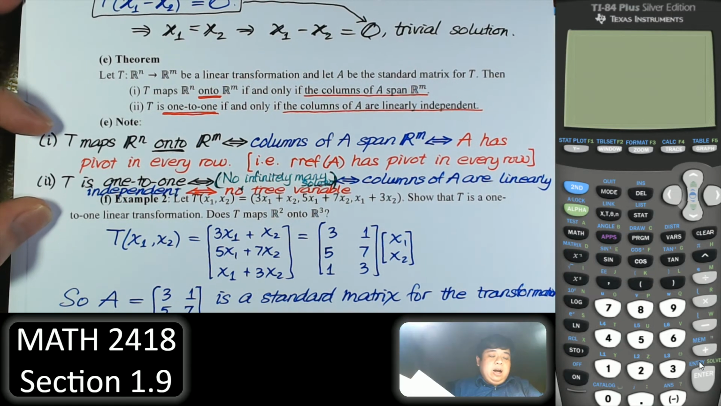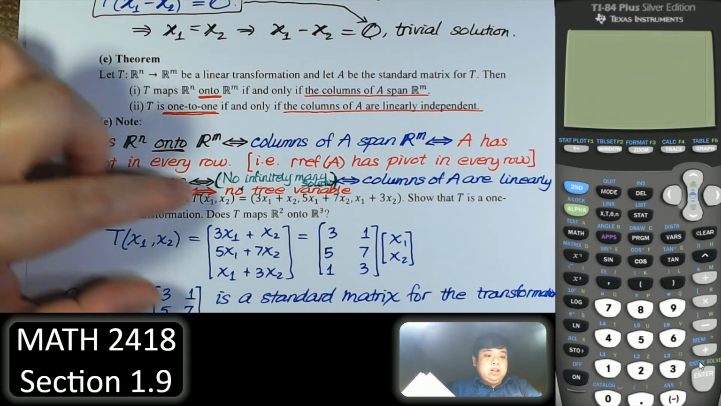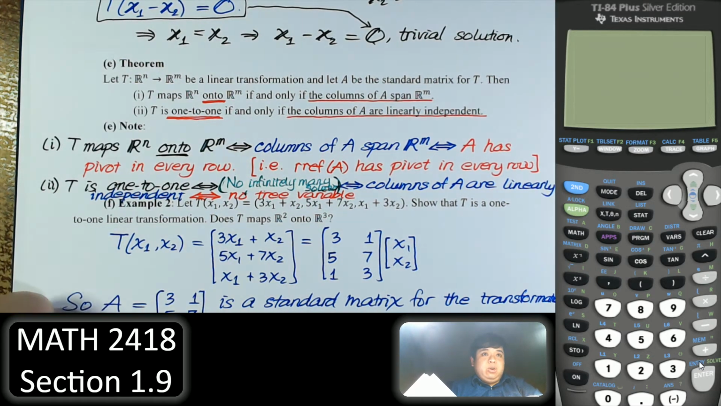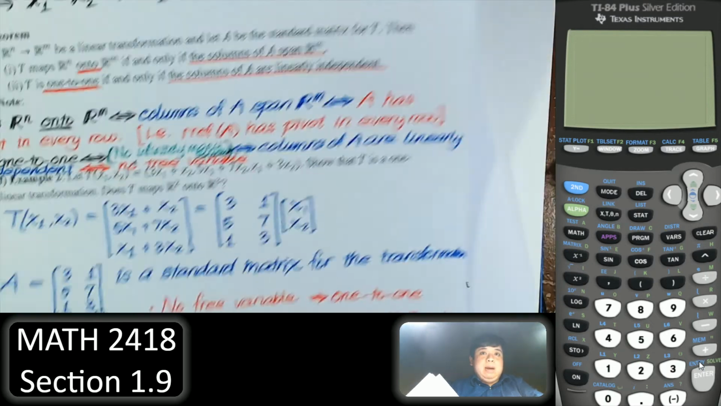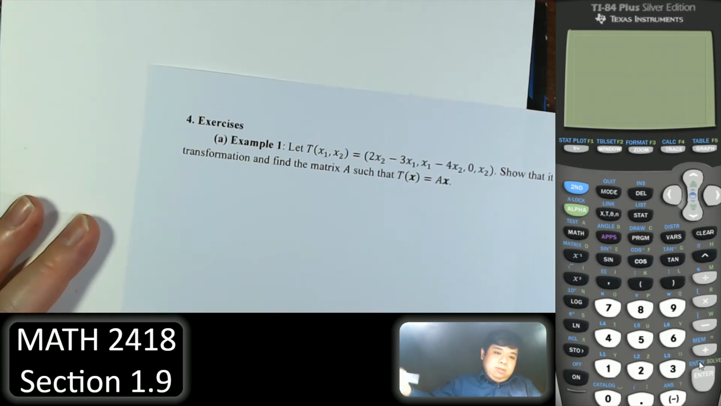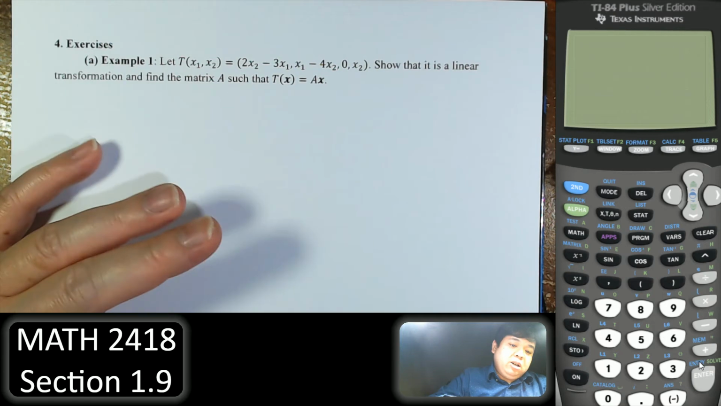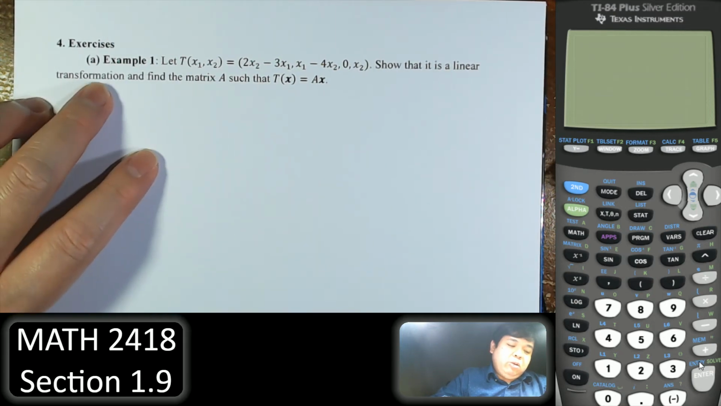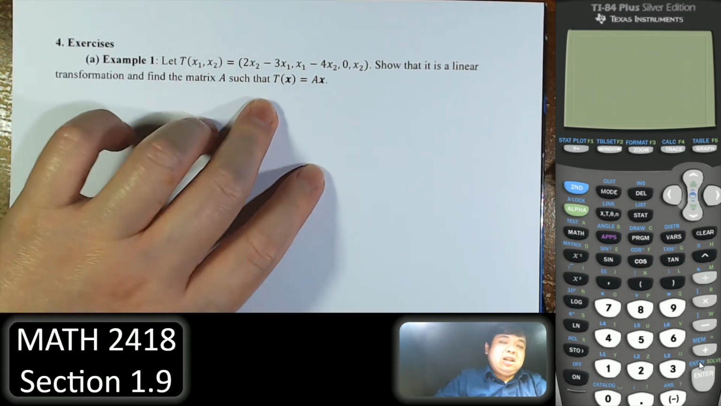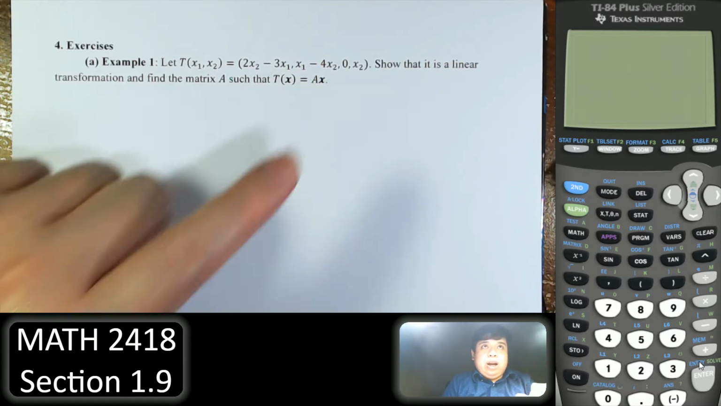What do we mean when the linear transformation is onto, and what does it mean when it is one-to-one? One of the conditions depends on the number of free variables, and the other depends on whether we have a pivot on every row or not. Now this question just asks us to show that it is a linear transformation, and then find the matrix A such that T of x is equal to A times x.